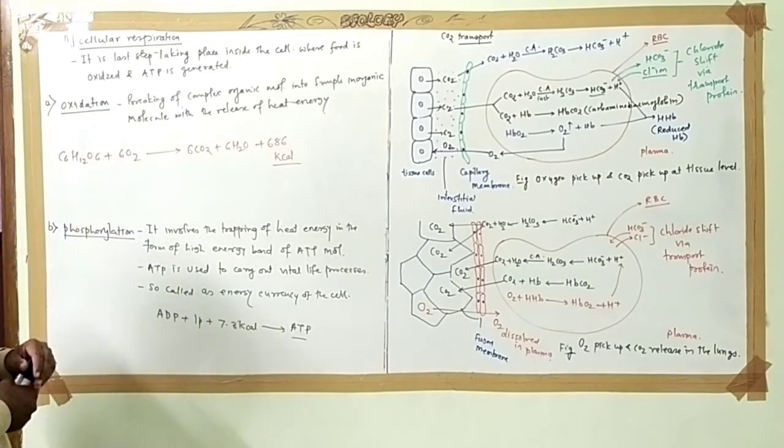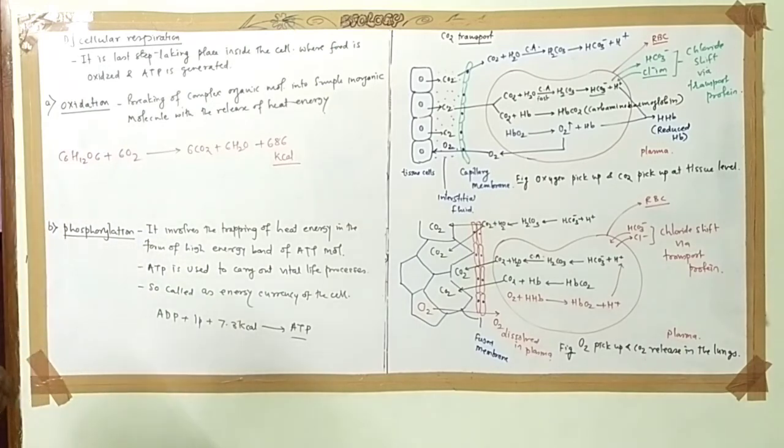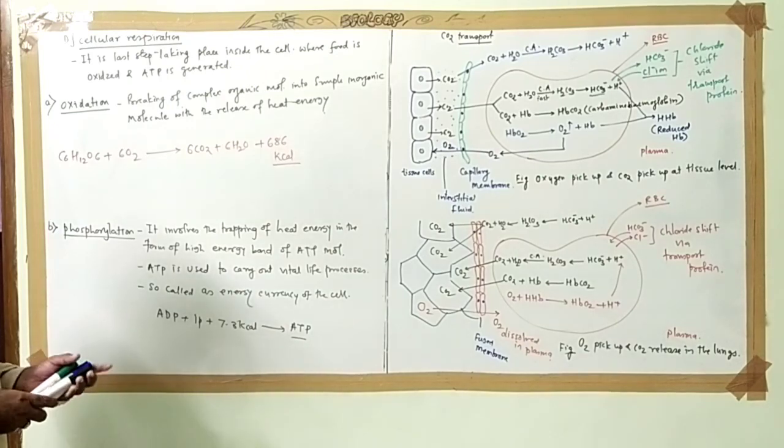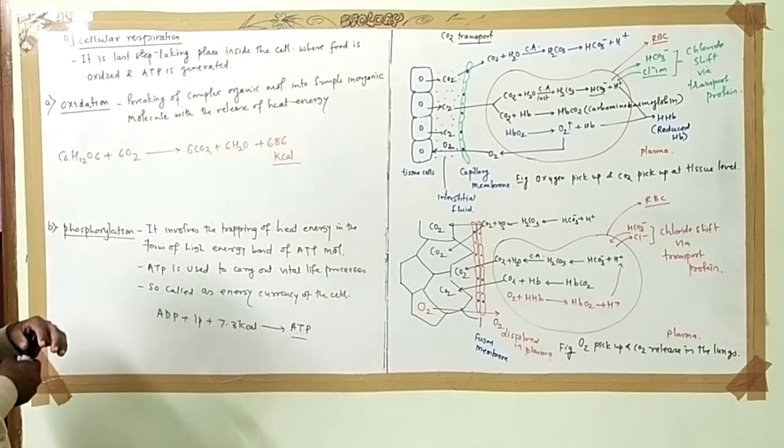This is regarding cellular respiration, which is the last step taking place inside the cell, where food is oxidized and ATP is generated. Now this is regarding the CO2 transport and cellular respiration.